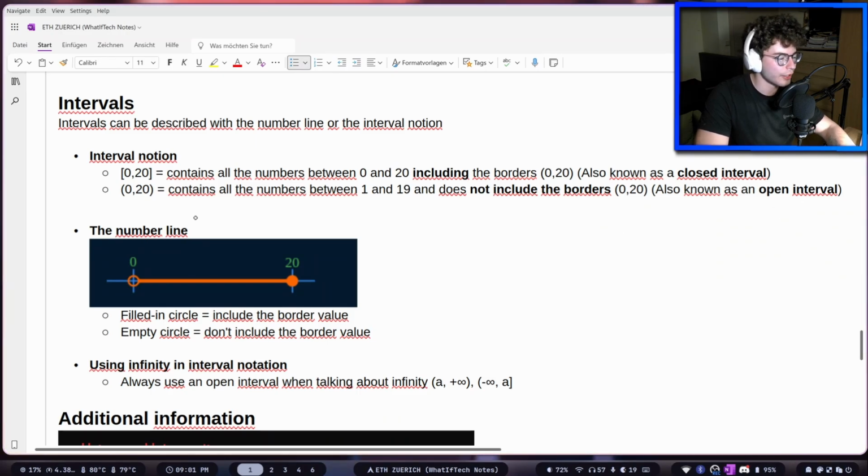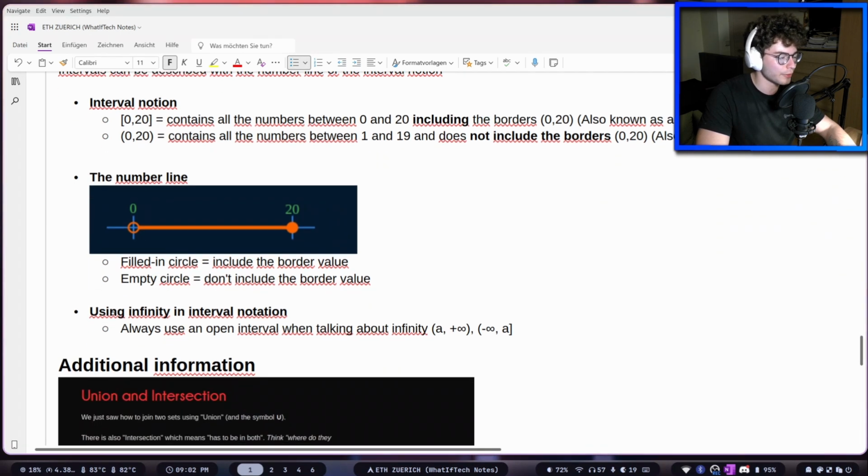The second visualization of an interval is the number line. A filled-in circle means it includes its border value, and an empty circle means it doesn't include its border value. The last important part is using infinity in an interval notation. That means if you have a function and you want to describe some parts of it, you will need infinity in your interval, and the infinity part has to have an open bracket, so an open interval on this side. The other side can be closed or open, as you can see here.